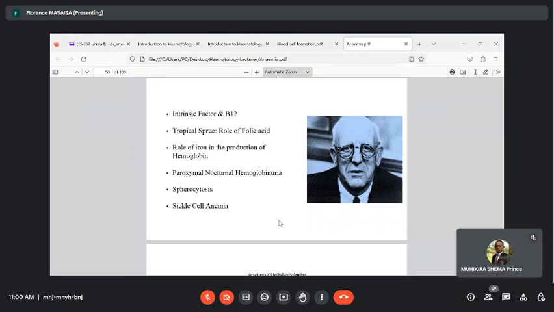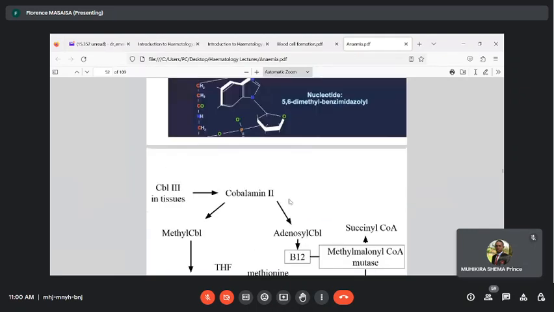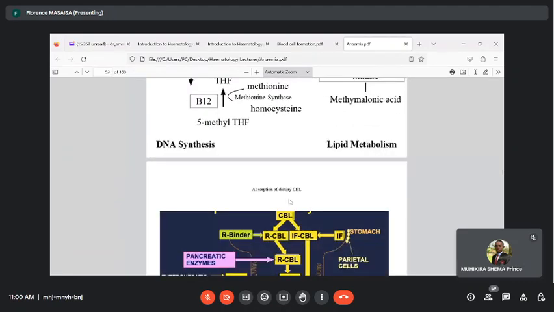Then they may also present with features of tropical sprue, and there are other differential diagnoses. The same person described may have paroxysmal nocturnal hemoglobinuria. We may also see it in other conditions like aplastic anemia, spherocytosis, and sickle cell anemia. So let's go back now.